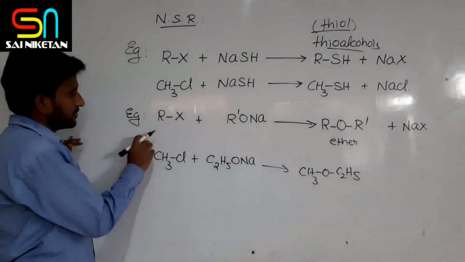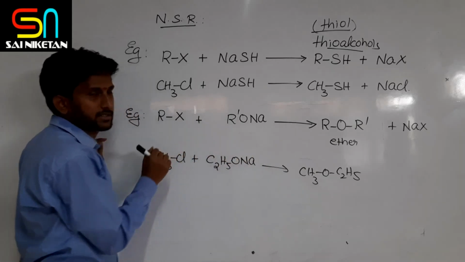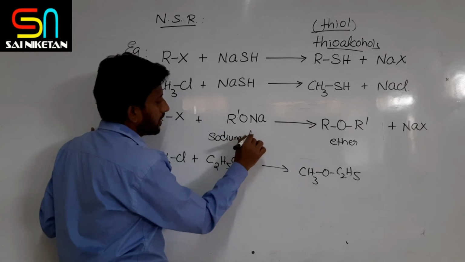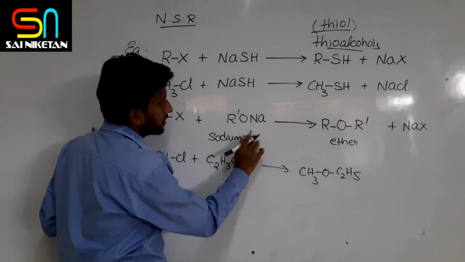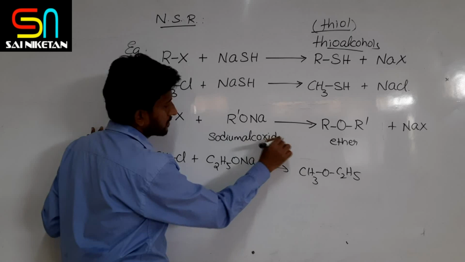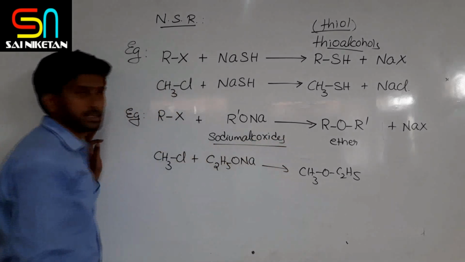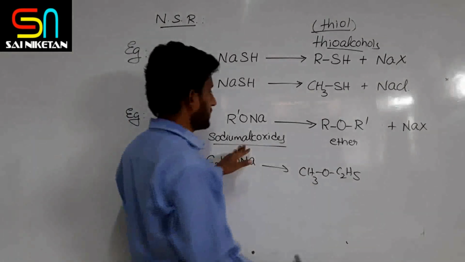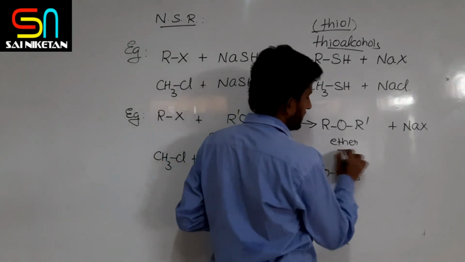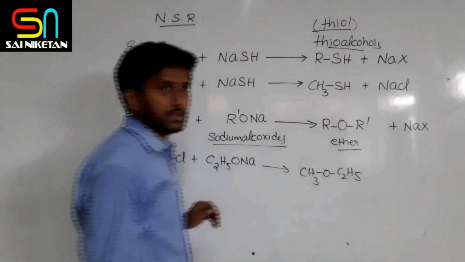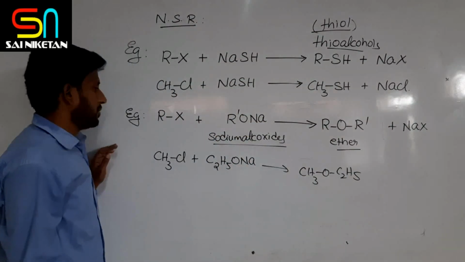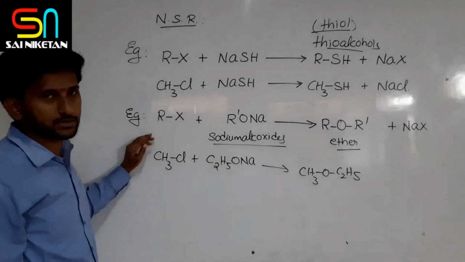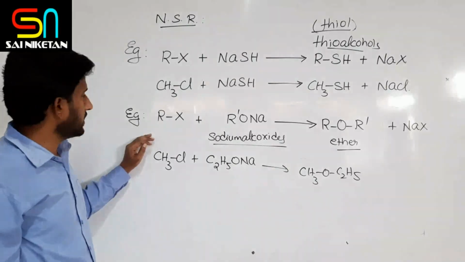Next reaction is the reaction with sodium alkoxides. Alkyl halides, when reacted with sodium alkoxides, produce ether. Basically, this reaction has a name. It is one of the preparation methods for ethers.